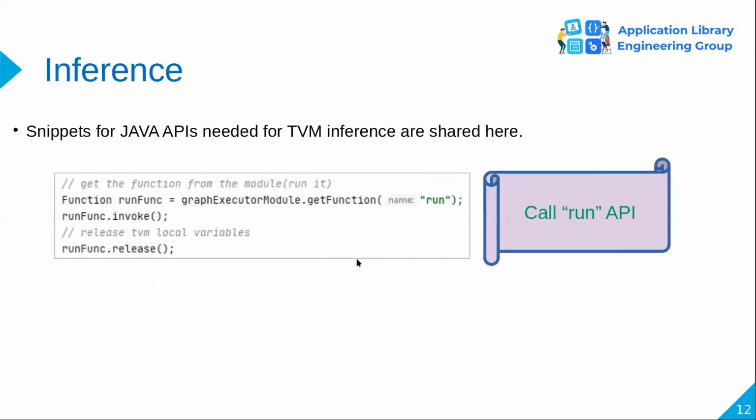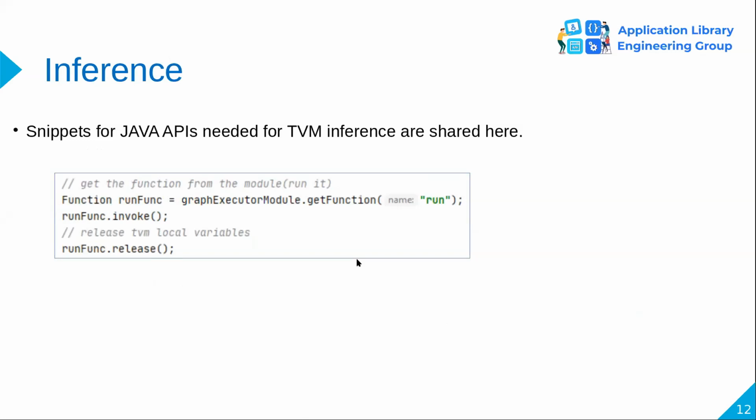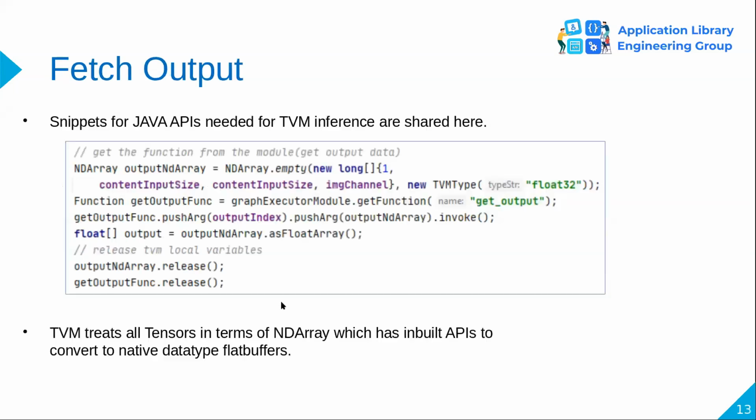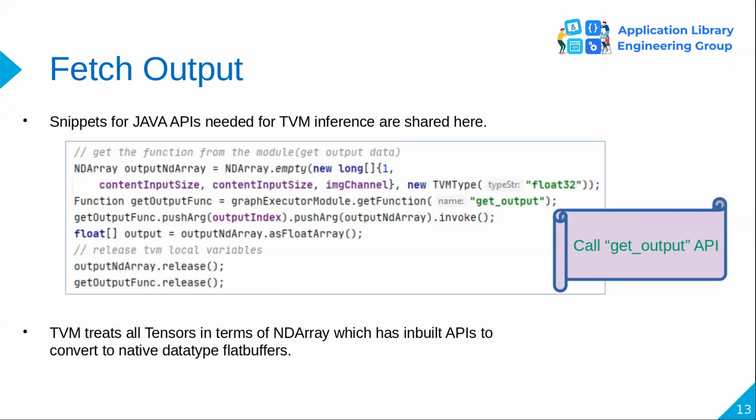Okay. So once the inputs are ready and we have fed them into the model, we are ready for model execution or inferencing. In order to execute it, we need to call the run API here, as you can see, and the inferencing will be done. Once the inferencing is complete, now we need to fetch the output. In this snippet, it is shown how to get the output from the executed model.